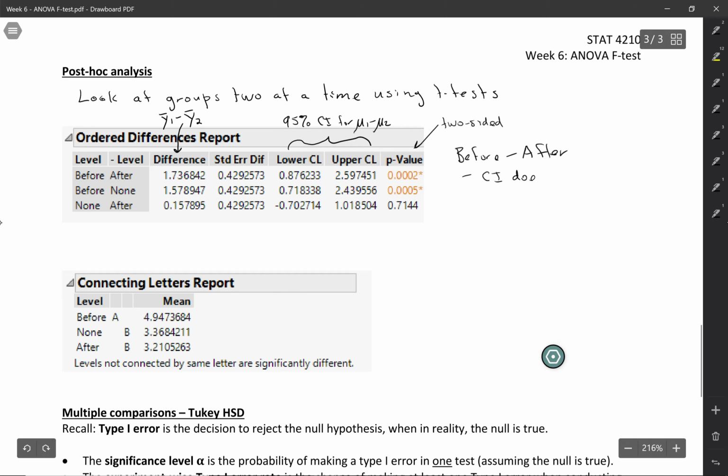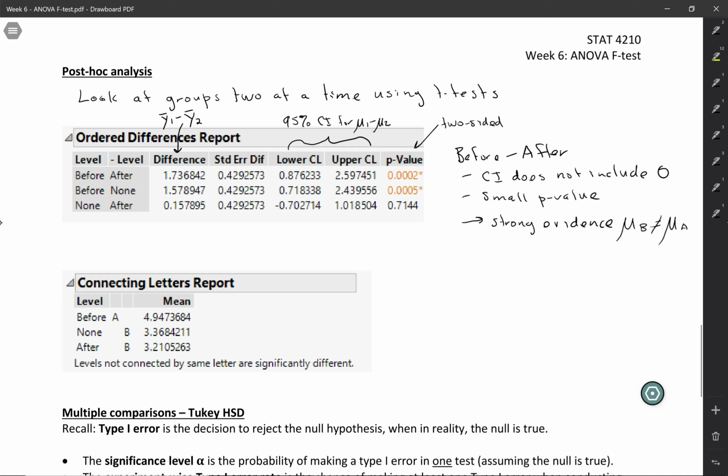If the confidence interval doesn't include 0, that means it's not reasonable to believe that the true difference in the means, mu b minus mu a, is actually 0. This is confirmed by having the really small p-value here, 0.0002. So together, these give us strong evidence that there really is a difference between the mean comprehension score for those who saw the picture before and the mean comprehension score for those who saw the picture after.